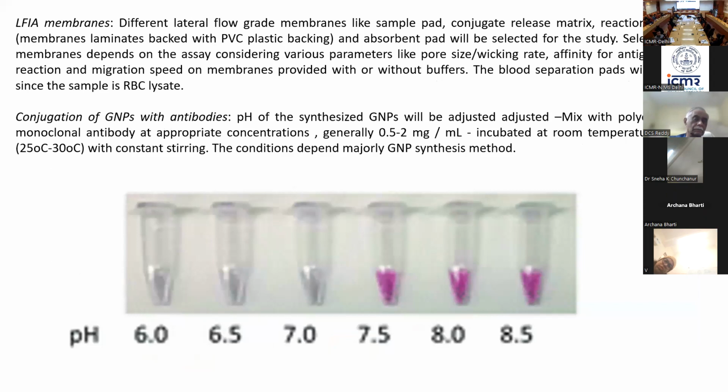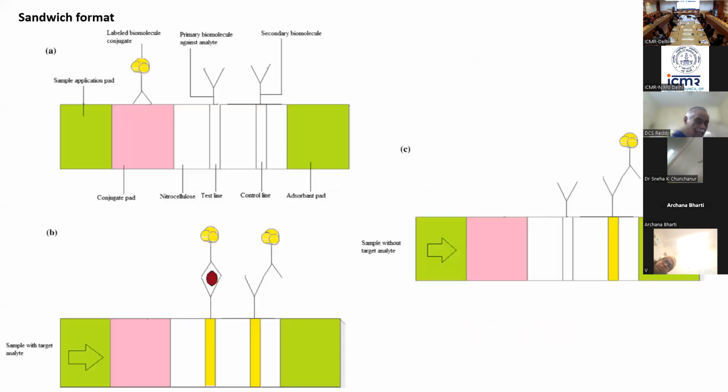Now coming to the conjugation. You would think passive adsorption is so easy, just put the antibody to the gold nanoparticles and it would bind. That is not true. You can see at different pHs, there's just precipitation taking place. So here too, you have to try different pHs to get the perfect conjugation. Perfect conjugation is defined when the wine color deepens and does not precipitate or any of that.